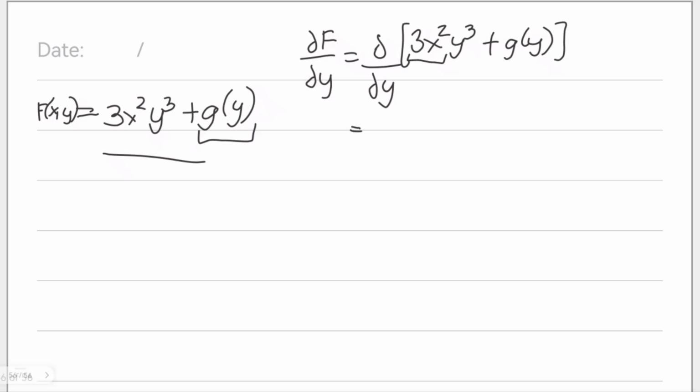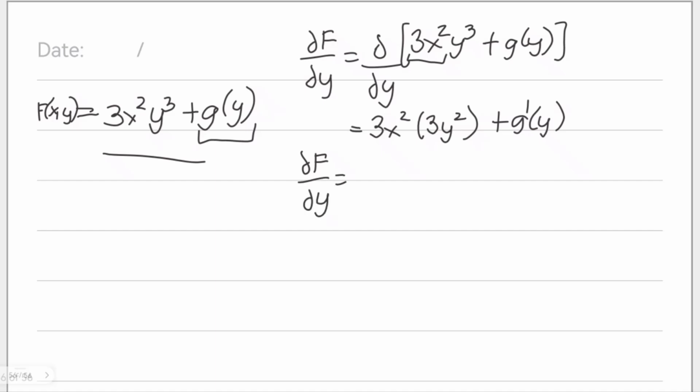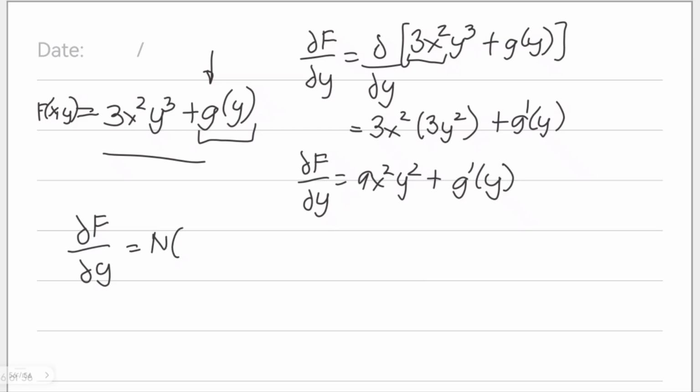The first order derivative of that is given as 3x squared times 3y squared, the derivative of y cubed, plus the first derivative of g of y, leaving us with the result equal to 9x squared y squared plus g prime of y. Since we would like g of y, not g prime of y, we are going to look into this relationship. The partial derivative of f with respect to y is just equal to your N sub 1. Not the original N, but N sub 1.